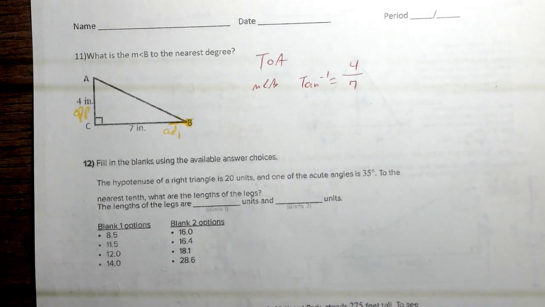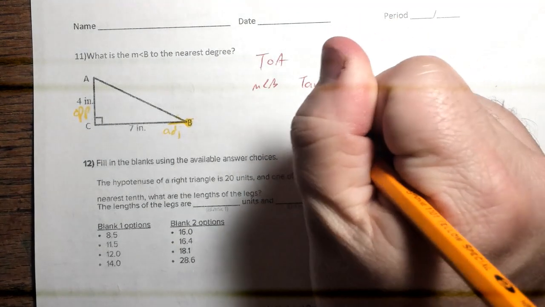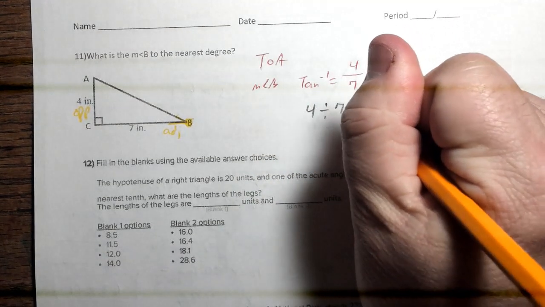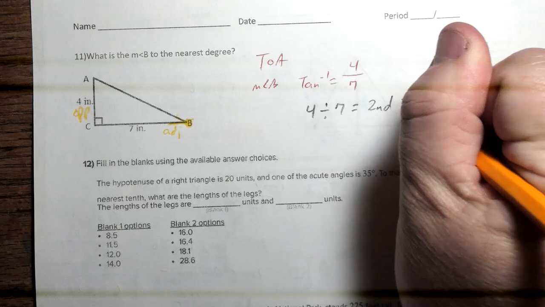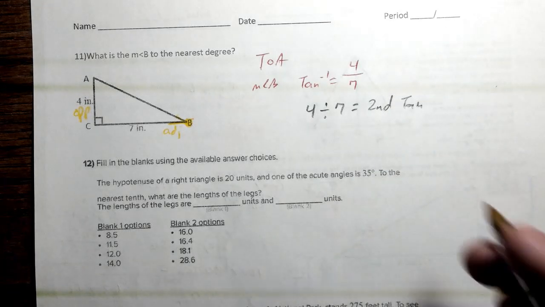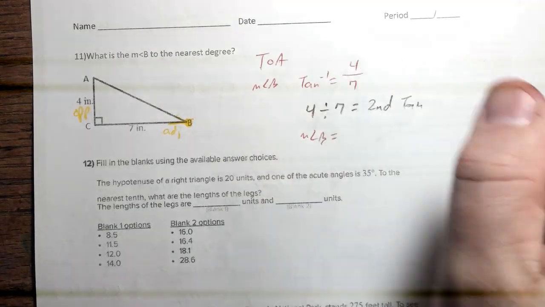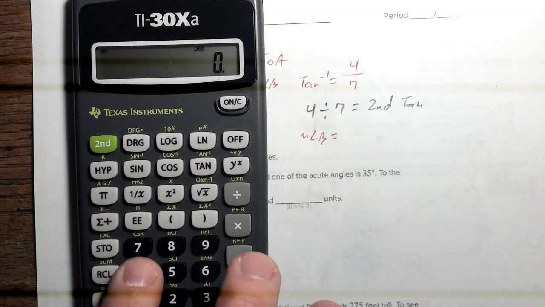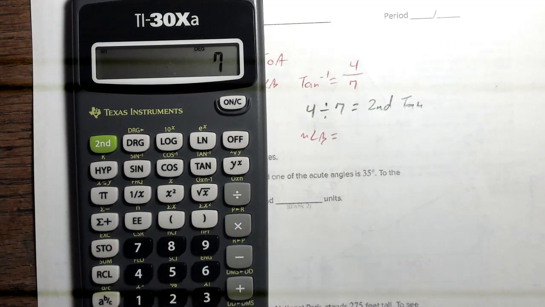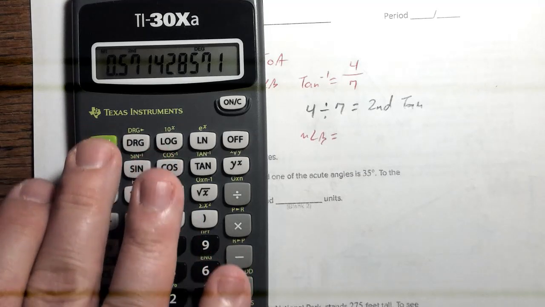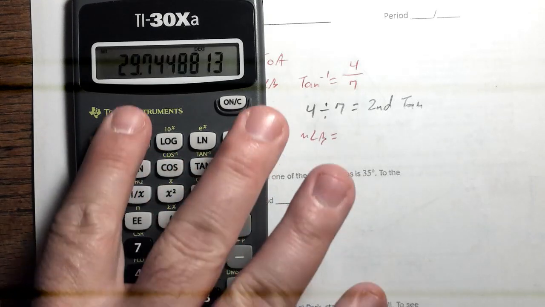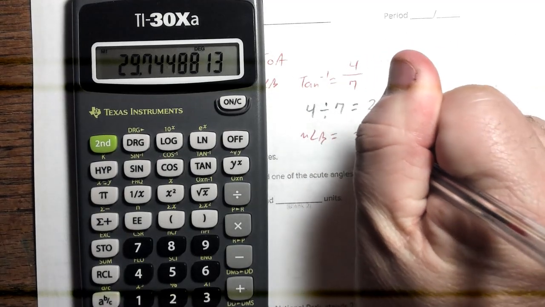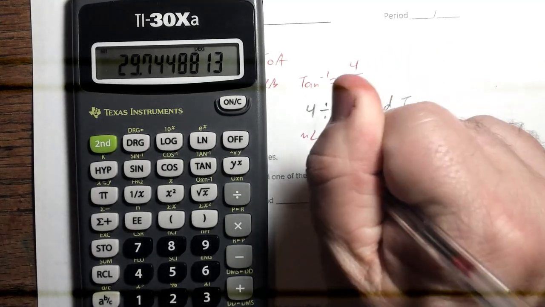And I'm going to tell you how to type it in the calculator. You're going to type 4 divided by 7 equals, and then you're going to hit the second button and tangent. Okay, so measure angle B equals, so again, 4 divided by 7 equals second tangent, 29.7. And that's talking about an angle, so in degrees.